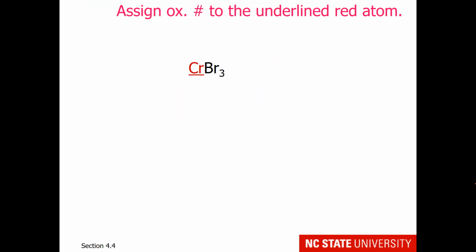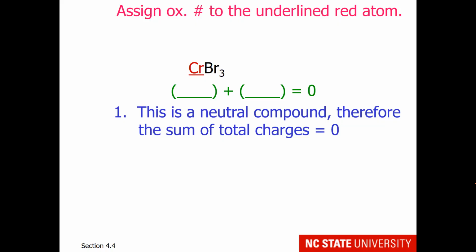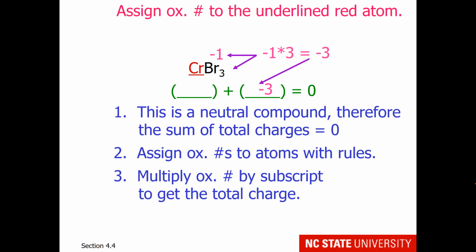Assign the oxidation number to the underlined red atom, which would be chromium. Step 1. This is a neutral compound, so the sum of the total charges will be equal to 0. Rules 2 and 3. Assign oxidation numbers to the atoms with the rules and multiply the oxidation number by the subscript to get the total charge.